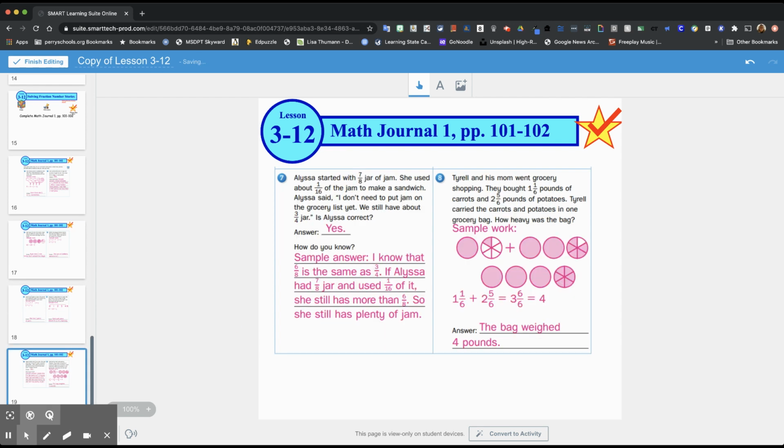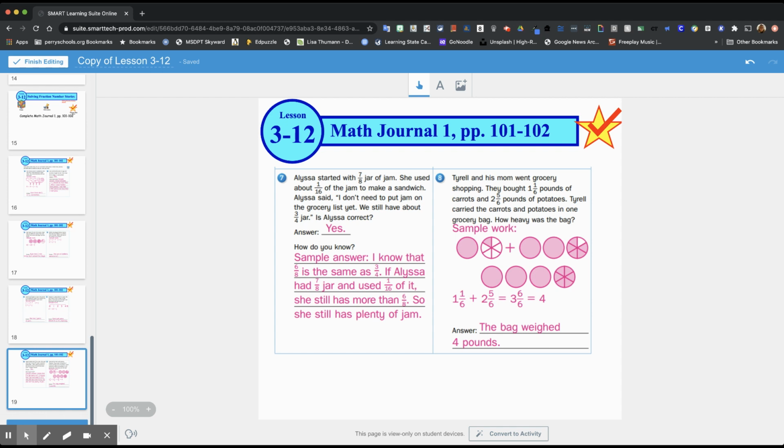And finally, 7, the answer would be yes, and a sample of explanation would be, I know that 6/8 is the same as 3/4. If Alyssa had 7/8 of the jar and used 1/16 of it, she still has more than 6/8. So she has plenty of jam.